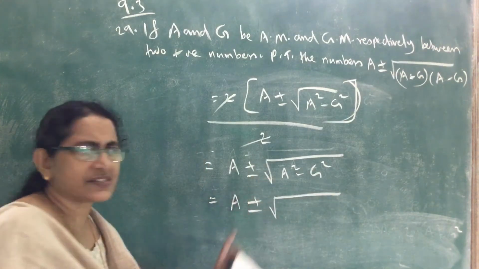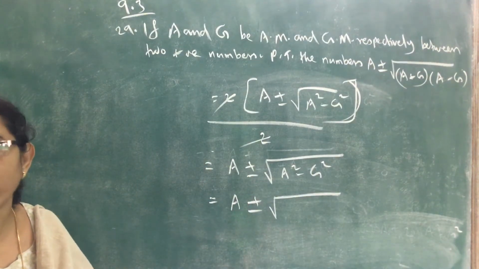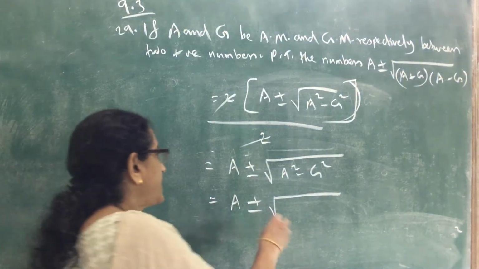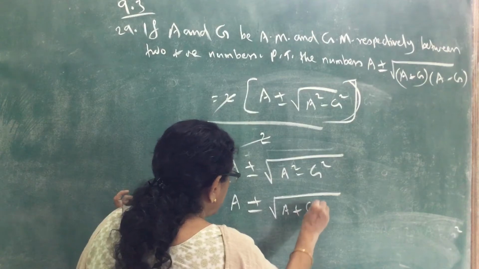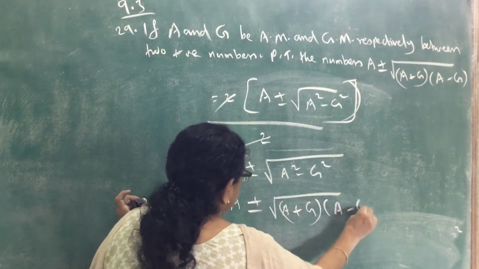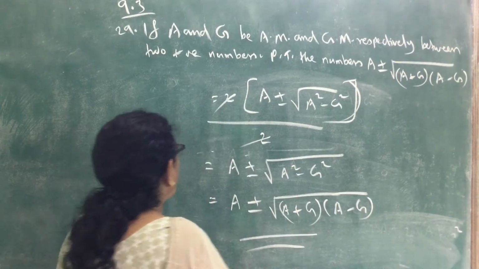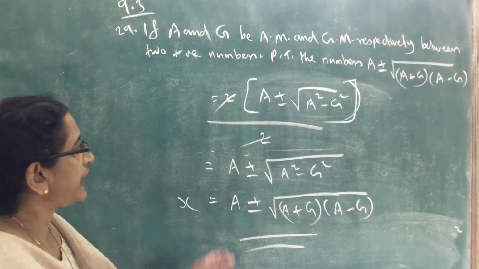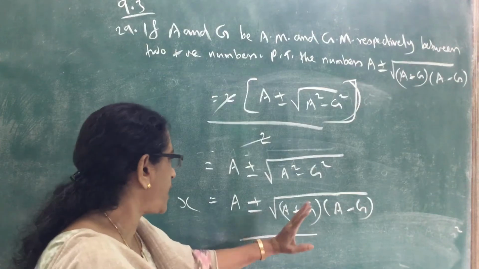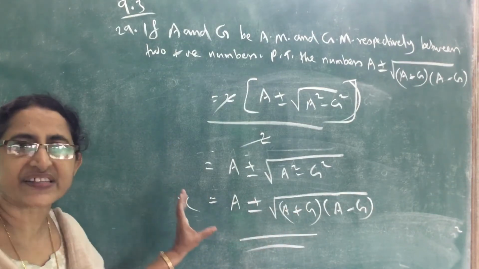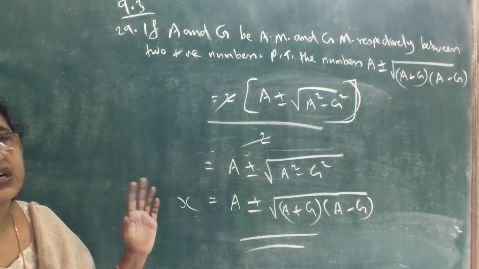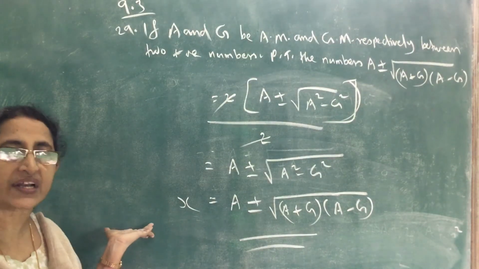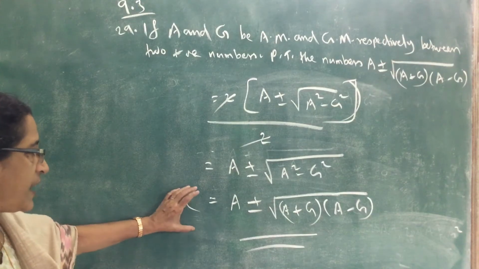Using a square minus b square equals (a plus b) into (a minus b), A square minus G square equals (A plus G) into (A minus G). So that is what we want. We got the solution x equal to A plus or minus root of (A plus G) into (A minus G). This x represents the solution of the quadratic equation, meaning a and b are the roots of the quadratic equation.